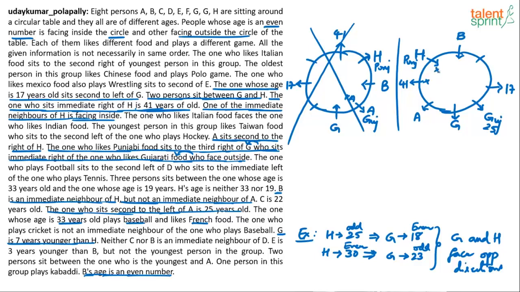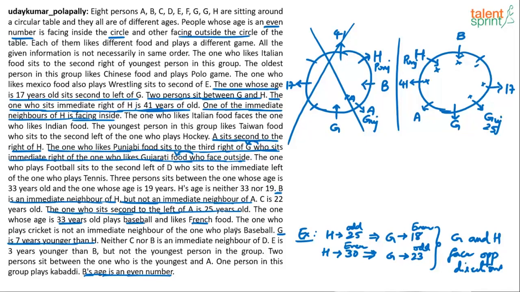33 cannot come here because this is Punjabi food. It should be French food. 33 cannot come here also because 33 will be outward. 33 French baseball can come here. 33 cannot come here. So there are three possibilities for 33: this 33 French baseball, or G 33 French baseball, or A 33 French baseball. Doesn't really help.